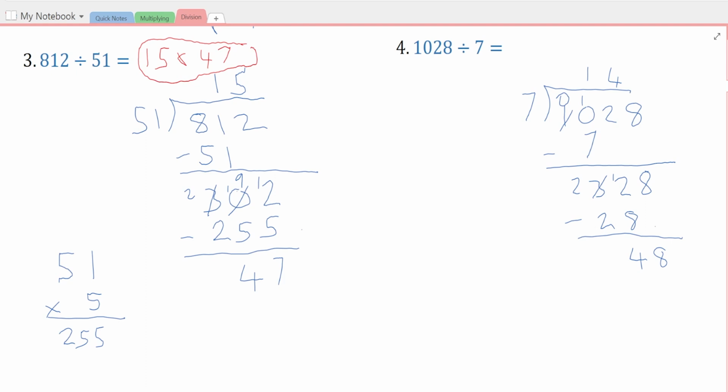So that's 48. Now 7 goes into 48. Should be 6. And 6 times 7 is equal to 42. Go ahead and subtract. 8 minus 2 is equal to 6. So the answer is 146 with a remainder of 6.